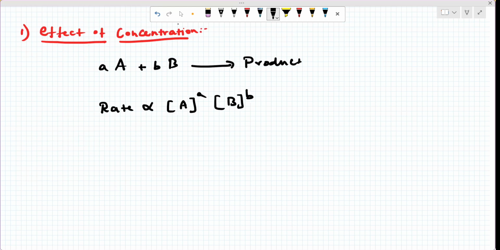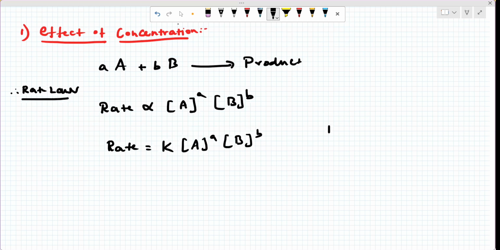Listen, this is the concept of rate law. What does rate law mean? The rate of reaction is directly proportional to the concentration of reactants raised to the power of the stoichiometry. Therefore the rate is equal to K into A power a and B power b. What is K? K is the rate constant. This is very important. Please note.